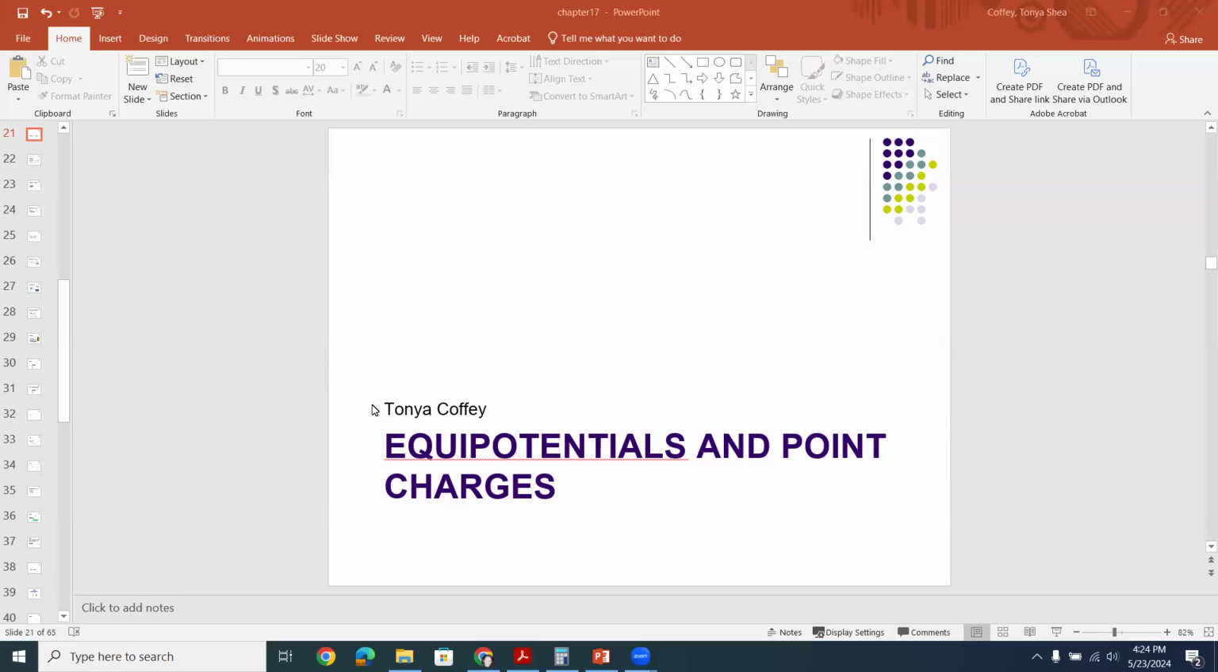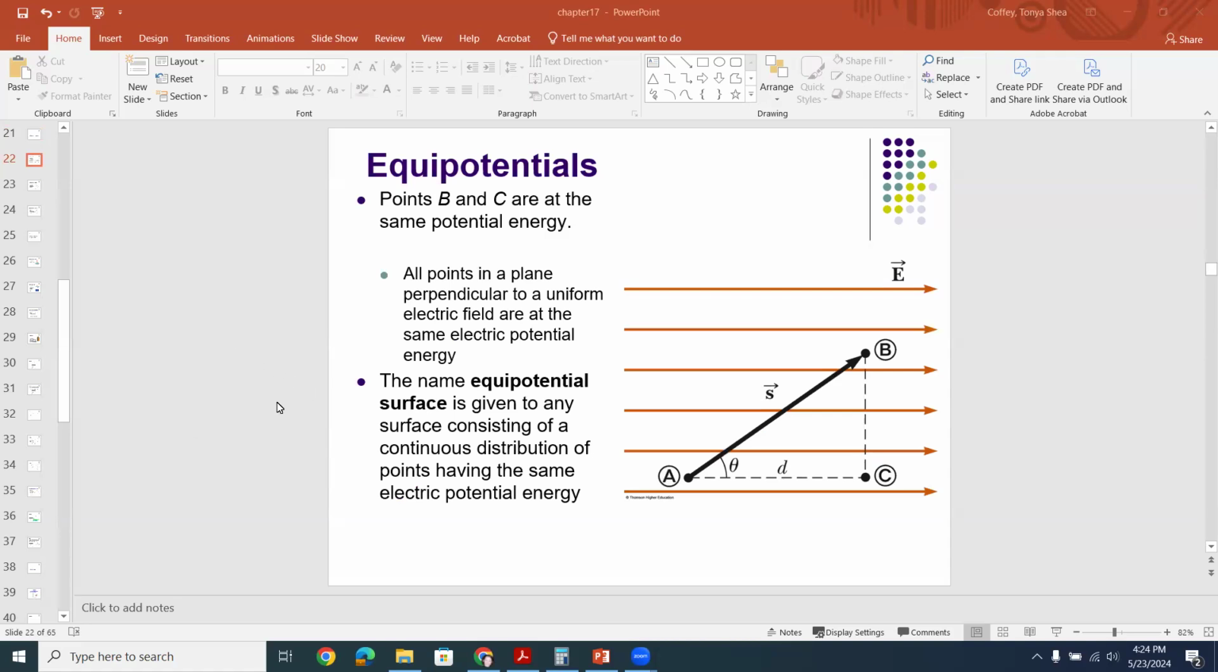Hi, everybody. In this lecture, I'd like to talk to you about equipotential surfaces and point charges. So what is an equipotential? Well, if you look here at the drawing, it shows you an electric field E, indicated by the orange arrows, and it's nice and uniform and straight and the same everywhere. And that electric field is pointing to the right.